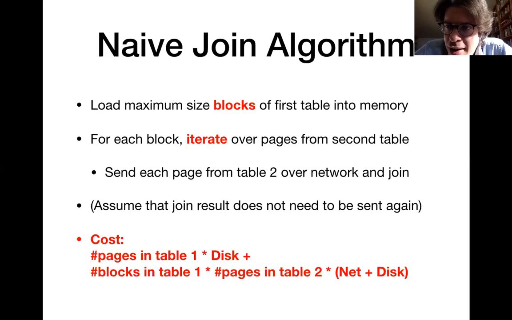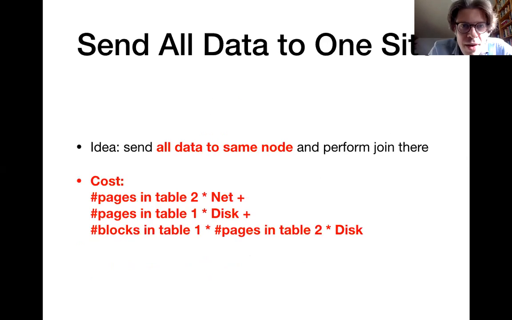But before we can do that, we even have to send the page over the network. Therefore, we multiply by the sum of the two constants that we have seen. So we have to send each page over the network and read it from hard disk. So that is the cost here. And it is quite expensive because here we are sending the second table not only once, but actually multiple times over the network, and we have additional costs as well. So that is probably not a very efficient join algorithm.